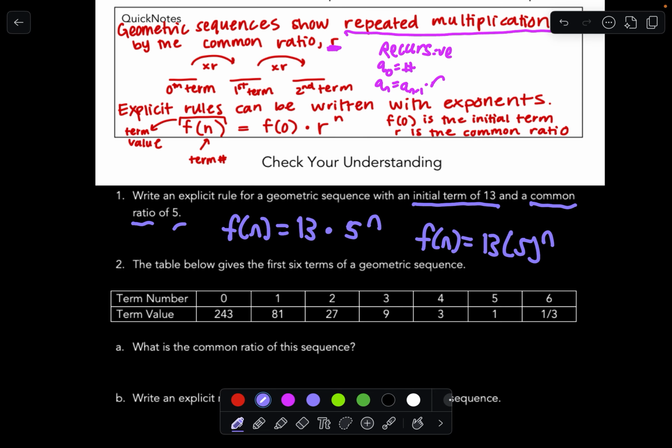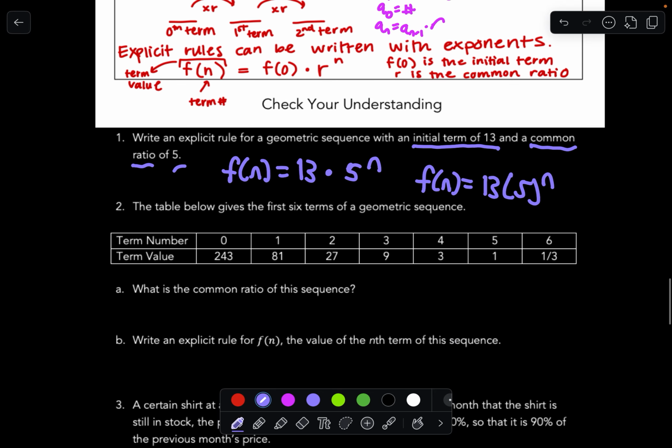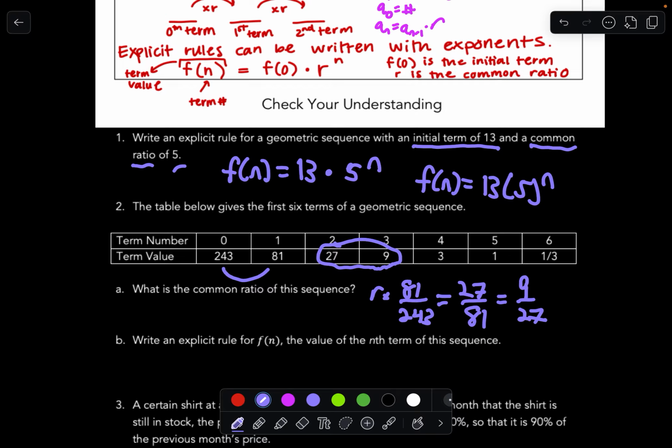The table below gives the first 6 terms of a geometric sequence. What is the common ratio? To do this, we have to find the ratio of like 81 to 243. r equals 81 over 243, which should equal 27 over 81, which should equal 9 over 27. The reason I did that is I'm just trying to show you any of these ratios would have worked.